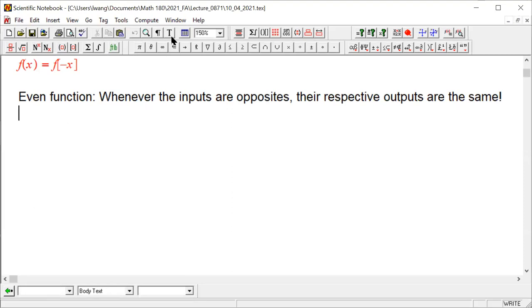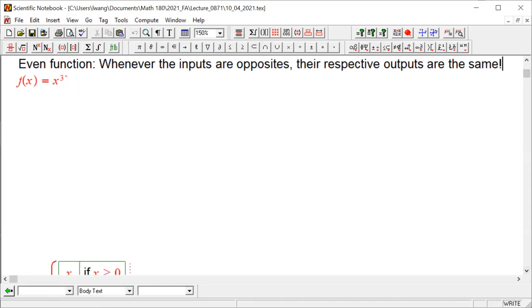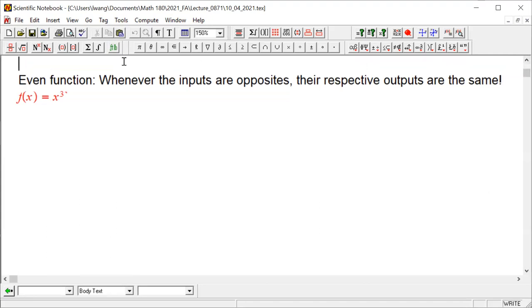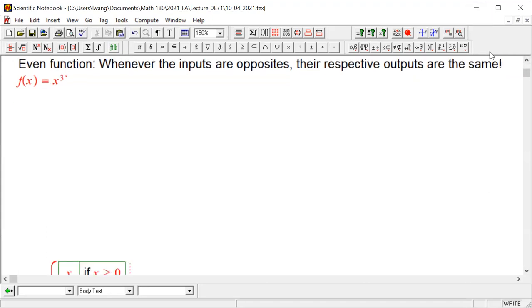Okay, so the next example we're going to do is that we're going to look at this function. This function is also a very, very important function. You're going to actually see this function being used in calculus class. So we did the graph, and now let's look at this function in the context of even function, odd function.